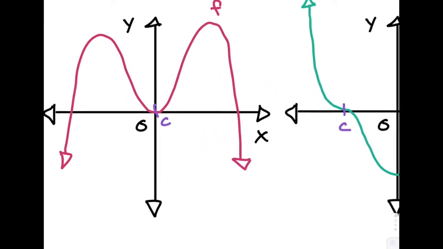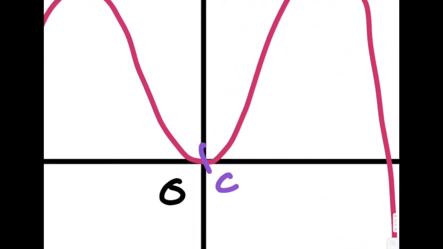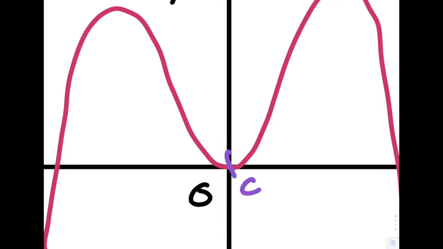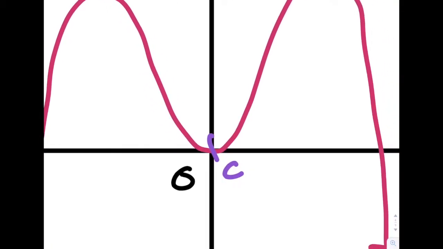If we zoom in just right here, what kind of graph does this look like around the zero c? I think to me that looks like an x squared, right? Like this behavior kind of looks like x squared. Just something to notice.